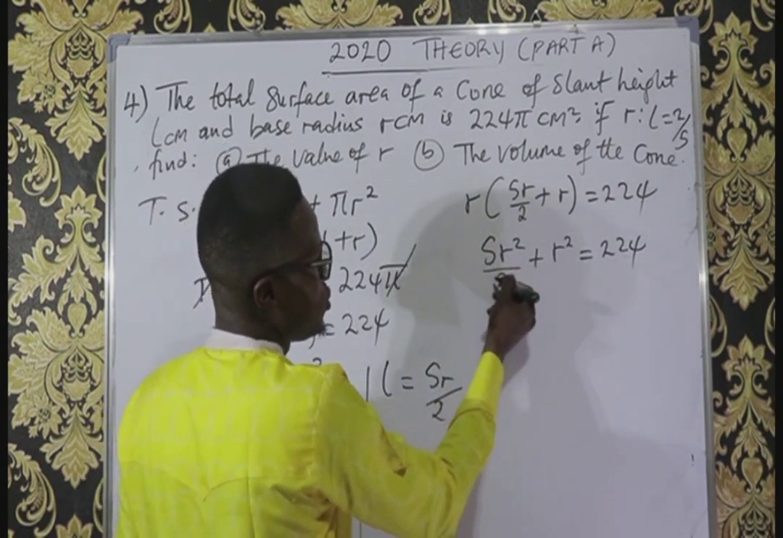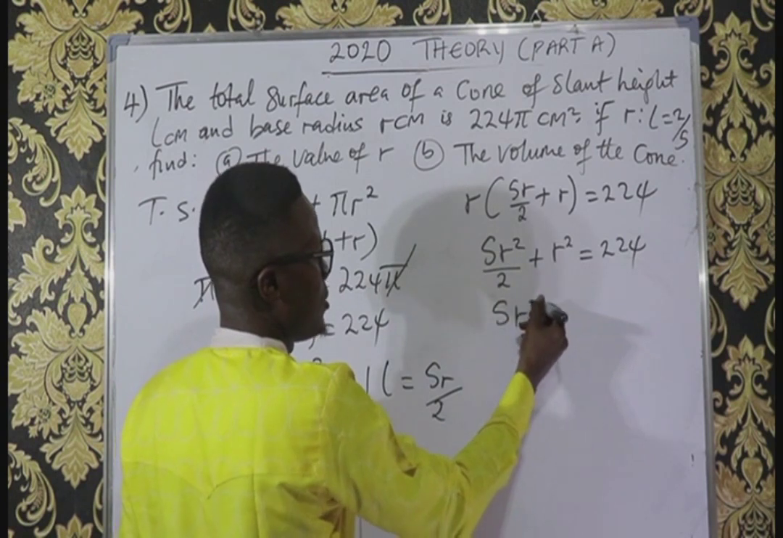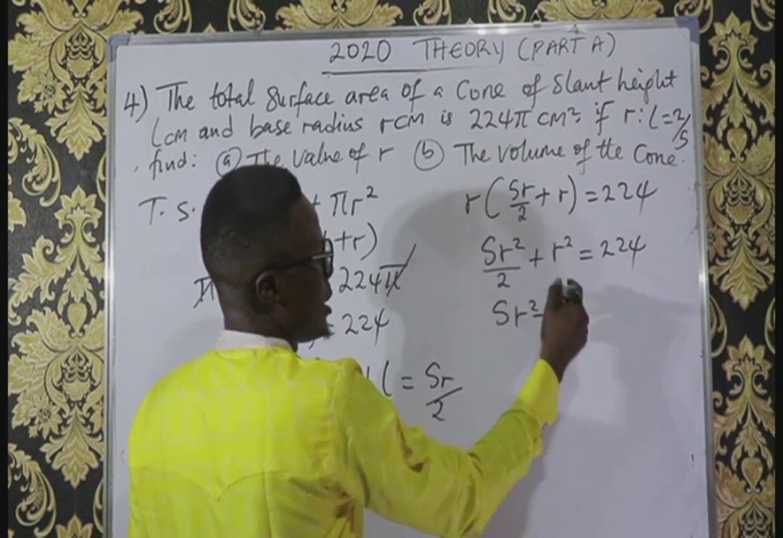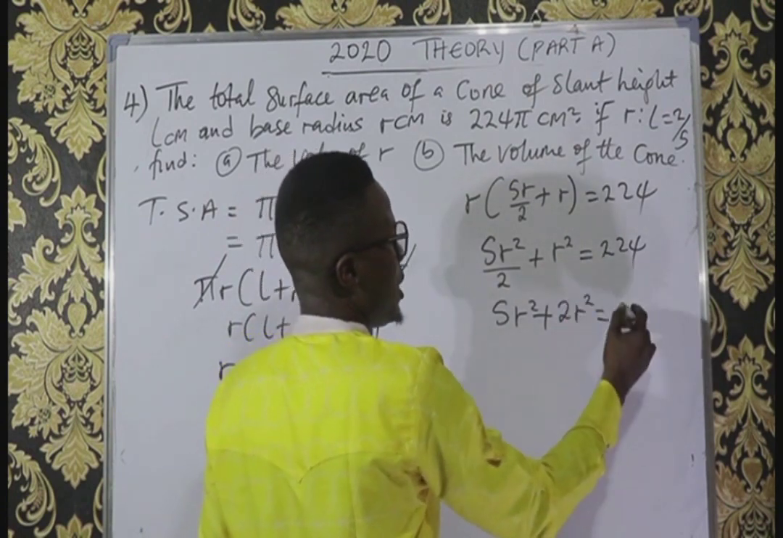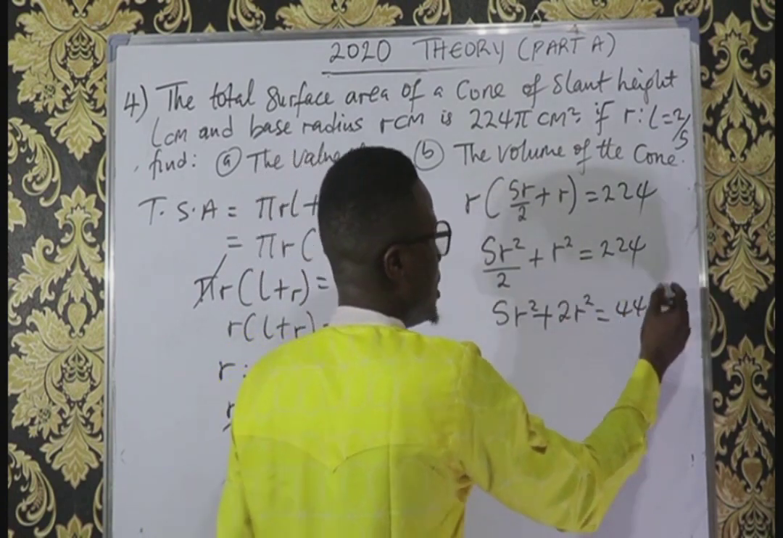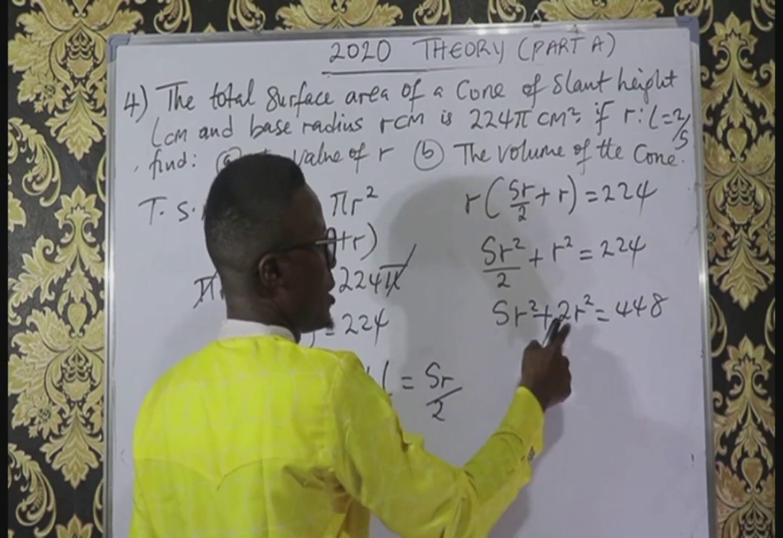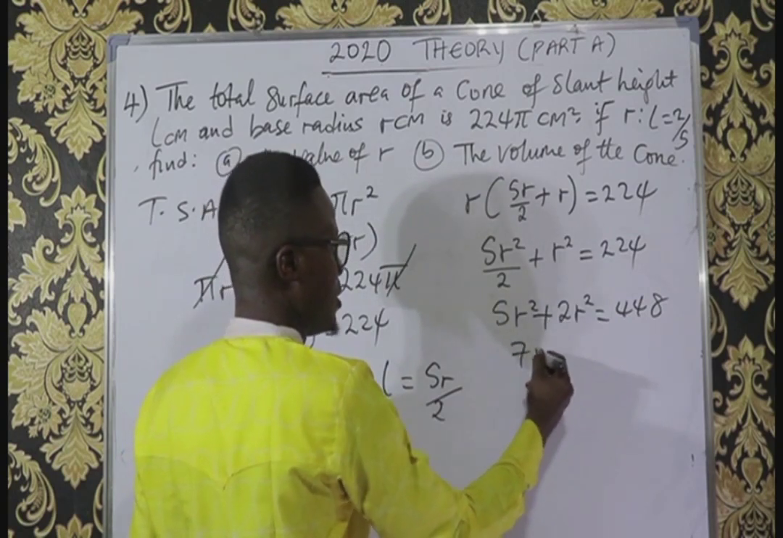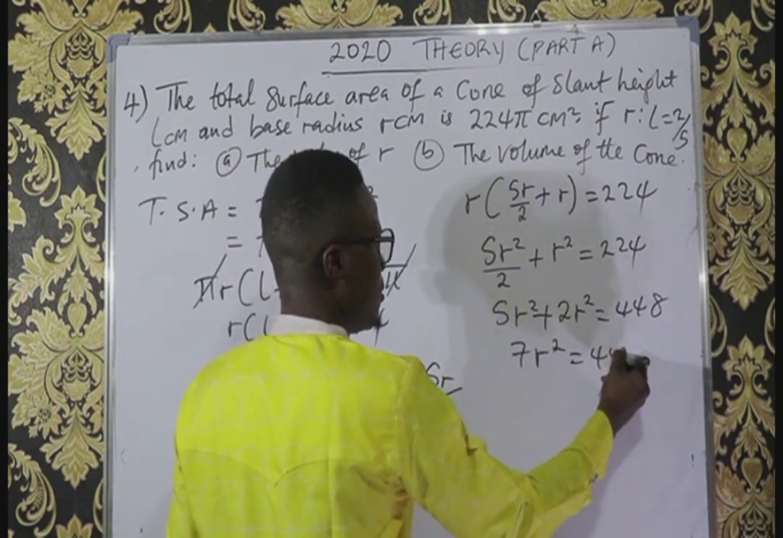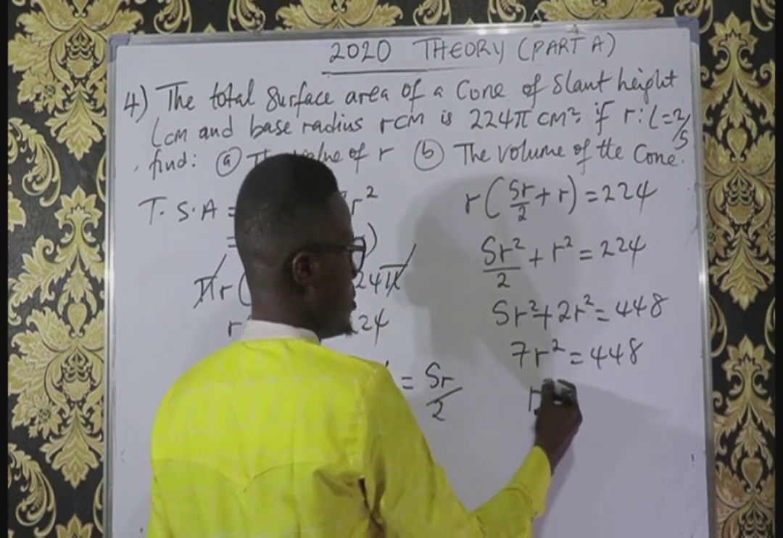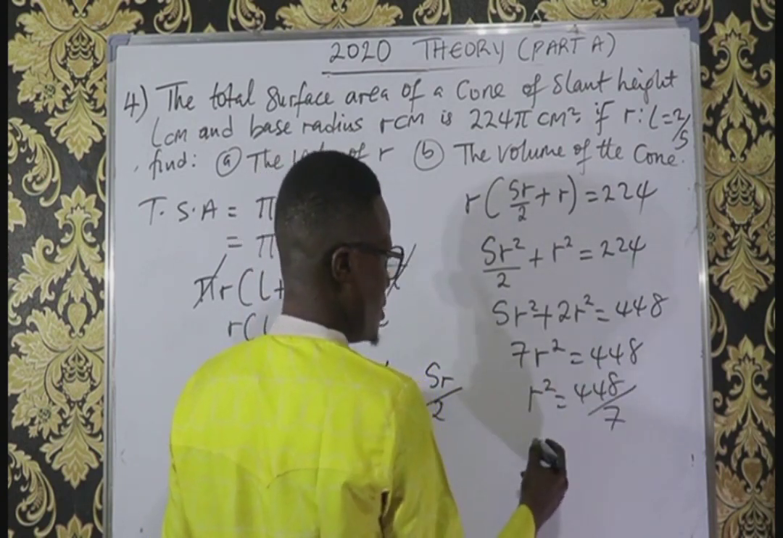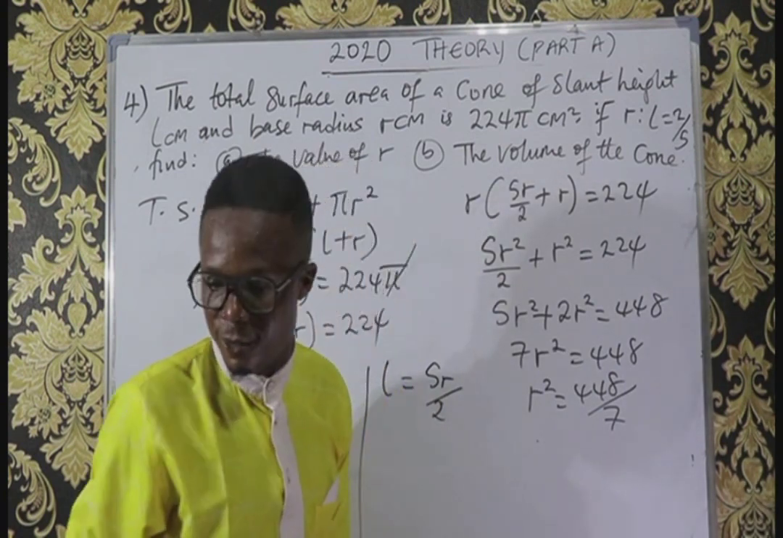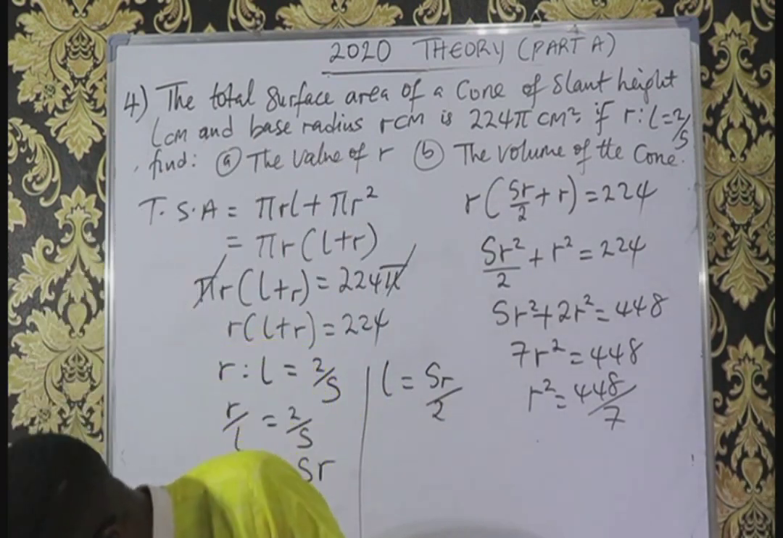If I multiply this by 2, the 2 cancels out. I have 5r² plus 2r² equals 448. Now 5r² plus 2r² will give us 7r² equals 448. So r² is equal to 448 divided by 7. Let's divide 448 by 7 and see what it will give us.